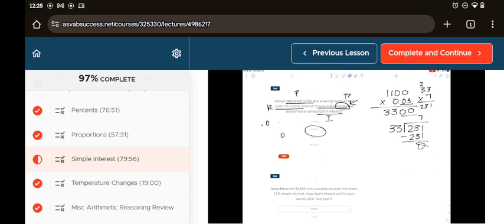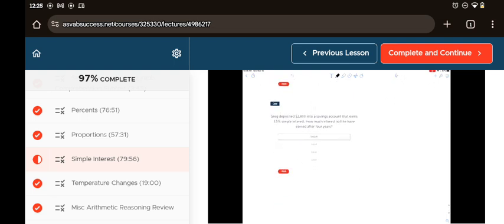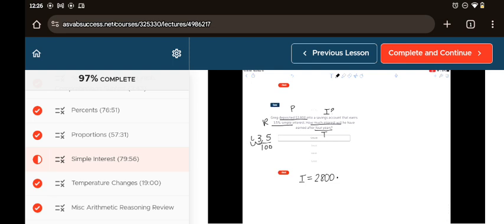Number 4 says, Greg deposited $2,800 into a savings account that earns 3.5% simple interest. How much interest will he have earned after 4 years? So he deposited, this is principal, 3.5% simple interest, that's rate. How much interest? So we're looking for I, and time is 4 years. Now that we've identified everything, let's just plug it in. So interest is unknown, so I'm just going to leave it as I. Principal is $2,800 times the rate that I'm going to divide by 100. 1, 2. This becomes 0.035. And time, 4 years.